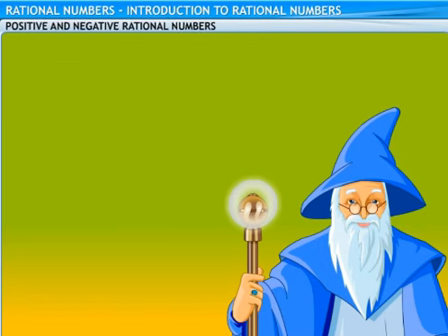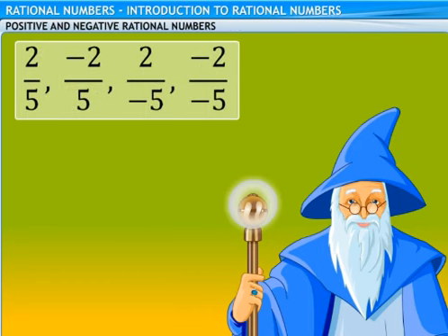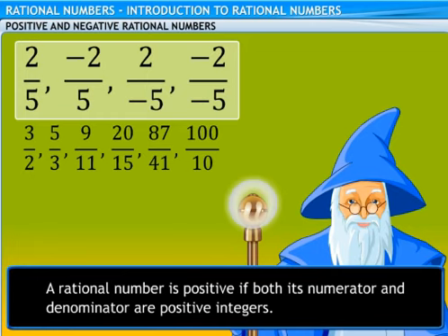Like positive and negative integers, rational numbers are also positive and negative. Here are some rational numbers. Let us look at each one of them and see if it is positive or negative. Consider the number 2 divided by 5. Here, both the numerator and the denominator are positive integers. Here are some more examples of positive rational numbers. All such rational numbers, where both the numerator and the denominator are positive integers, are called positive rational numbers.